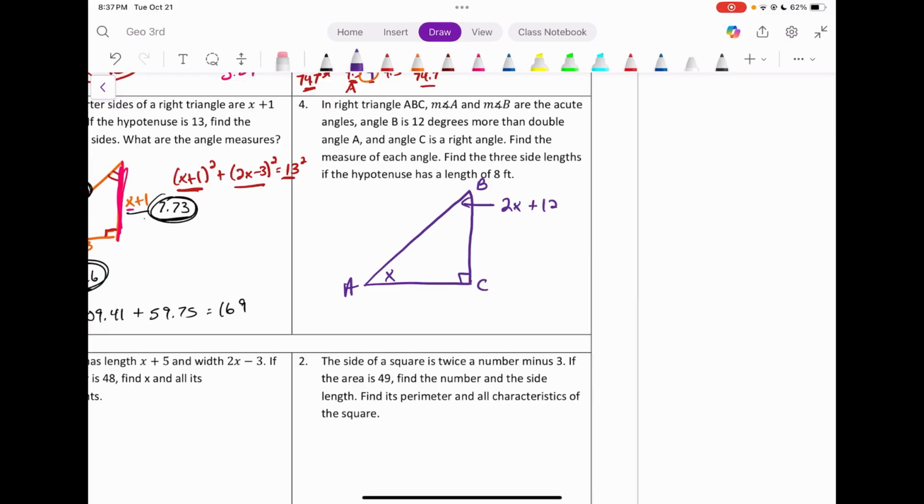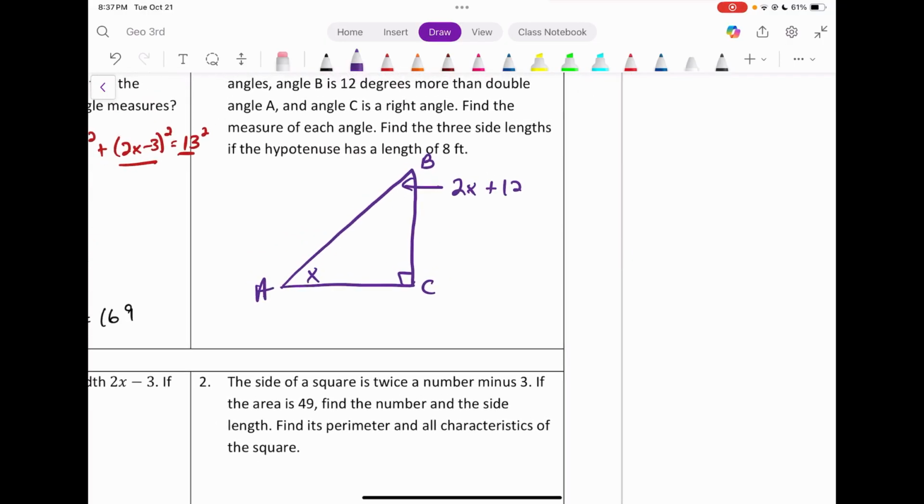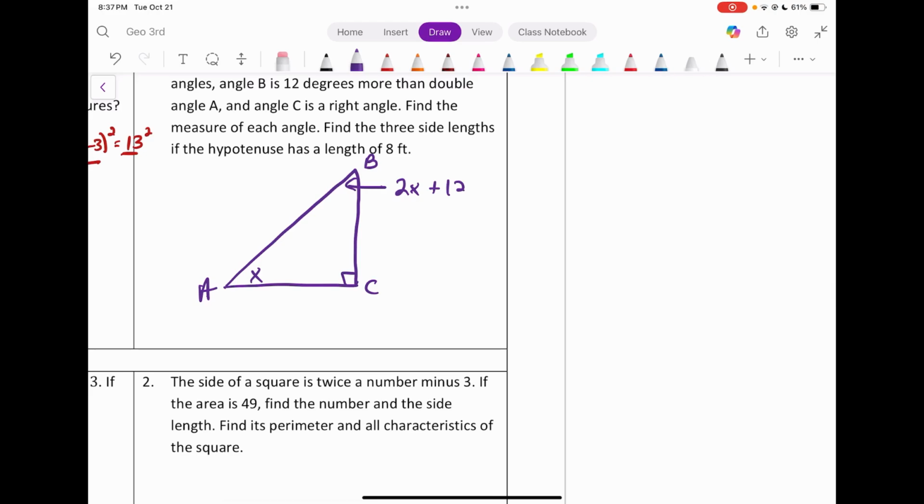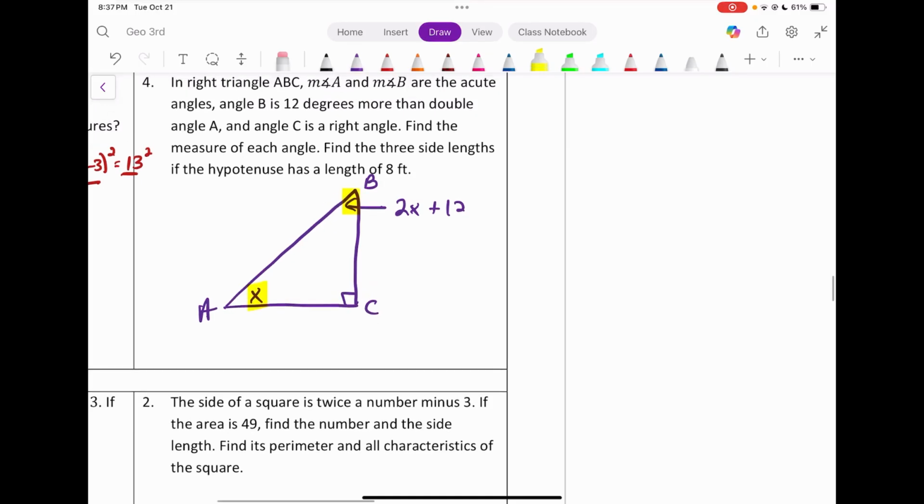The measure of angle C is the right angle. Before we go any further, we already have a relationship here. We know the three angles in a triangle add up to 180. We also know that these two angles, since we have a 90-degree angle here, 2x plus 12 and x have to add up to 90, the other 90. Combine like terms, that's going to be 3x. Move the 12 to the other side by subtracting. That's going to be 78. So it gives me an x value of, when I divide, 26. So therefore, this x value right here is 26 degrees.